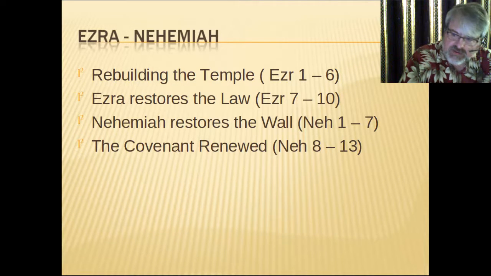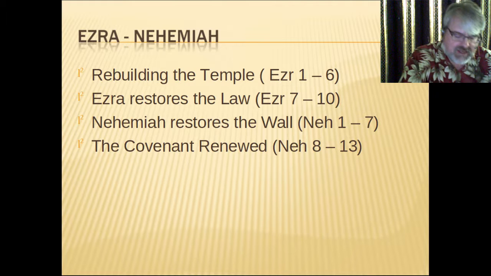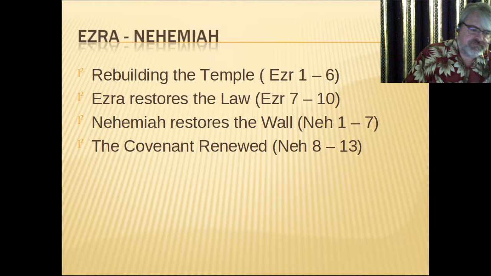So here, as the outline says, the first 6 chapters of Ezra is talking about rebuilding the temple. The 7th through the 10th chapters talks about restoring the law. Nehemiah wants to restore the wall, from Nehemiah 1 through 7. And at last the covenant is renewed with the people, from Nehemiah 8 to 13.